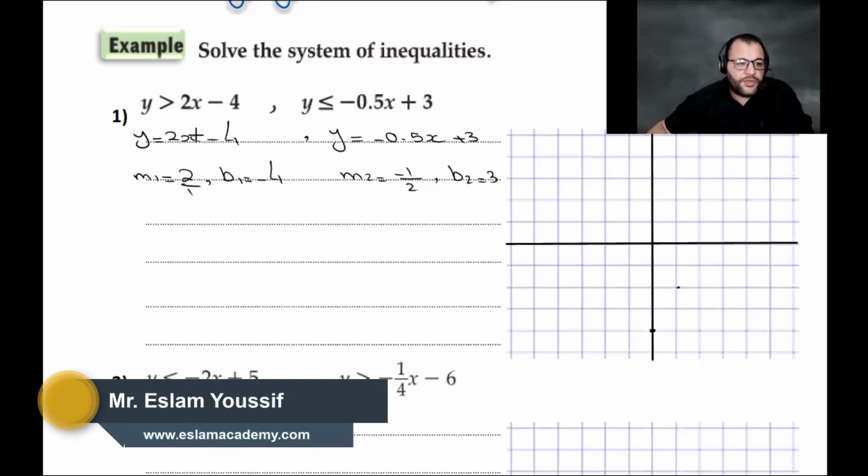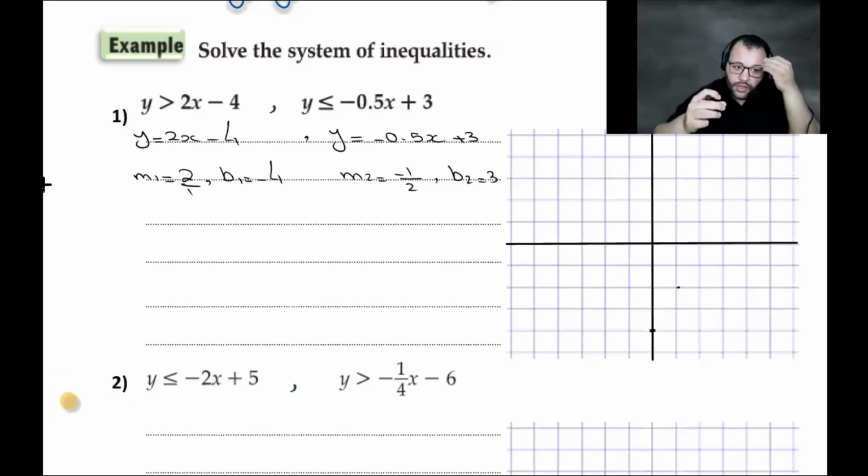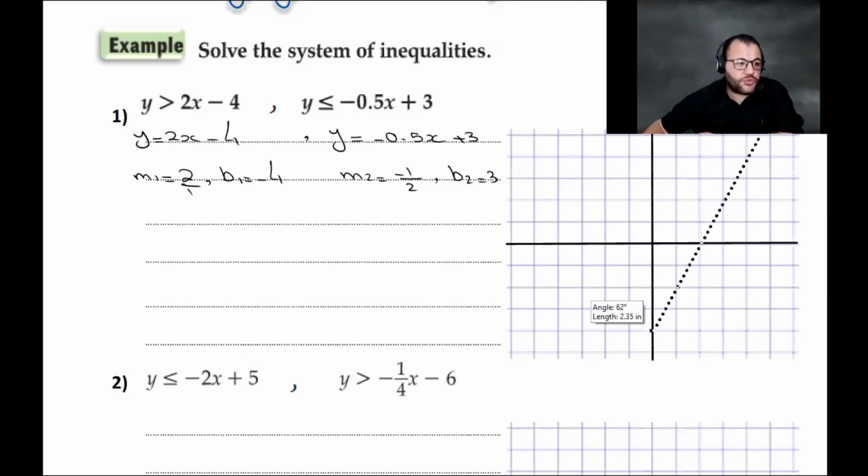The graph now will be dotted line or solid line? Dotted. Why? Because it's greater than only, not greater than or equal. If that's greater than or equal, it would be solid line. So that's the first part. Which part would be shaded, above the line or below the line? Above. Why above? Because it's greater than, so we'll shade the part above the line.